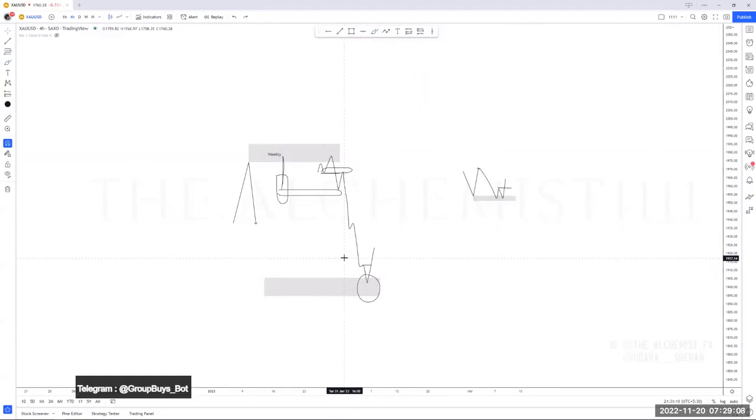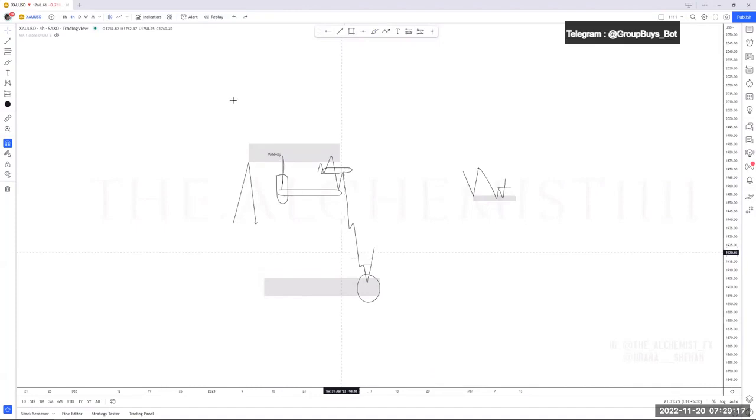So remember, daily to daily, weekly to weekly, monthly to monthly. Not 4-hour to 4-hour, 1-hour to 1-hour. No. Those are not necessary. Those are only used for entries.